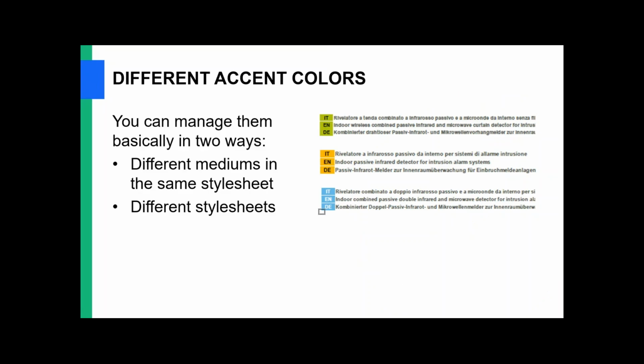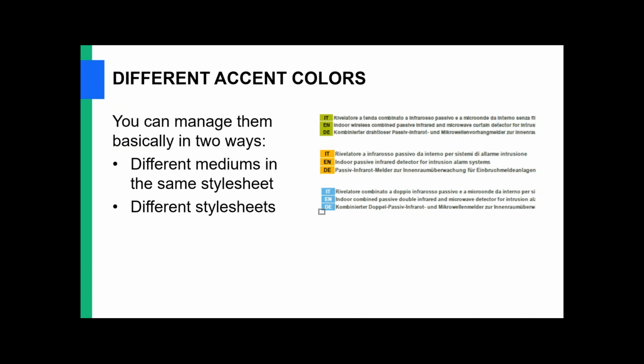The next layout element I talk about is different accent colors. Talking about accent colors and brand style differences in general, you basically have two options to manage them: using different mediums in the same style sheet, or using different style sheets. For those who don't know what a medium is, it's basically a section in the style sheet where you can define specific styles in addition to the default ones, or styles that override the default ones.